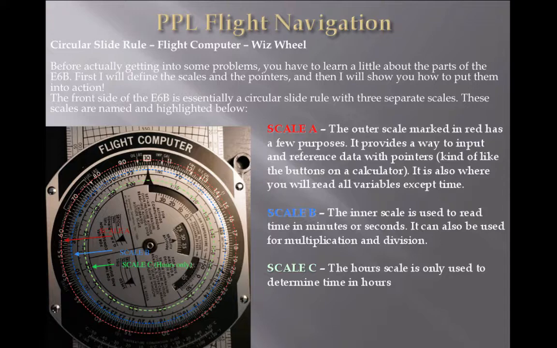Scale A, which is the outer scale. You can see it in the example here, it's marked in red, and it provides a way of inputting reference data with pointers. It's kind of like buttons on a calculator, and it's also where you'll read all the variables from, except for time. So one of the things that we'll keep referring to is distance is always on the outer scale, time is always on the inner scale, speed is always on the outer scale, time is always on the inner scale.